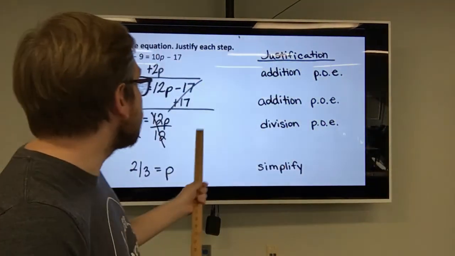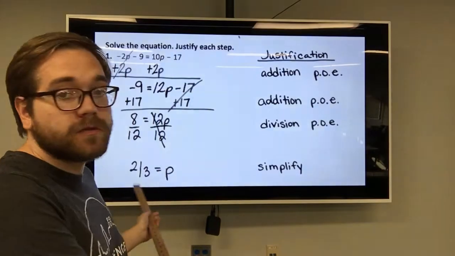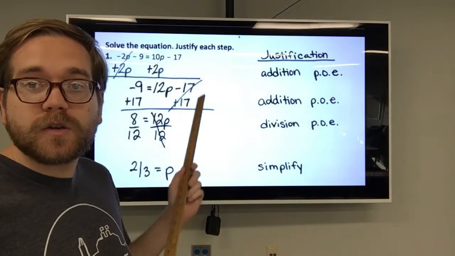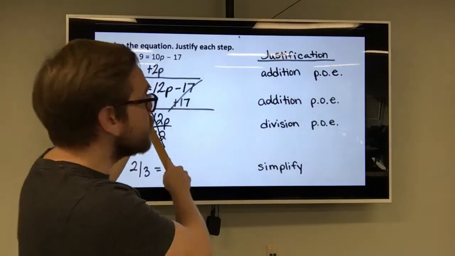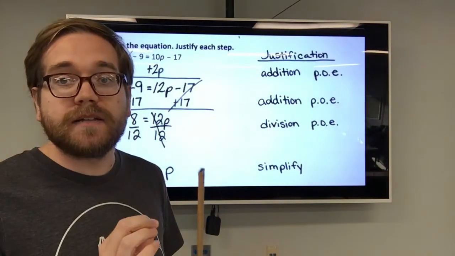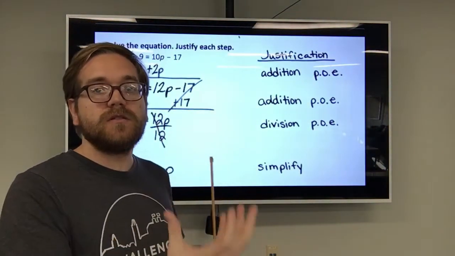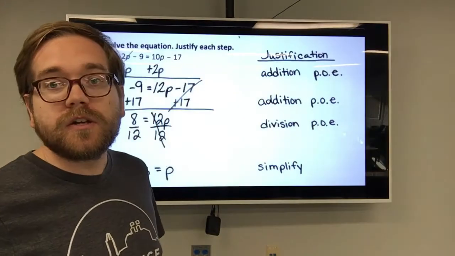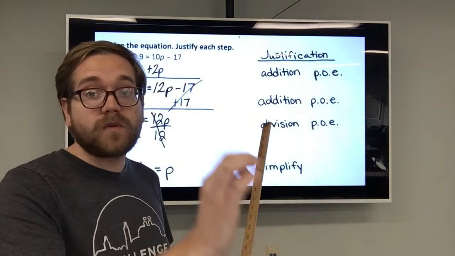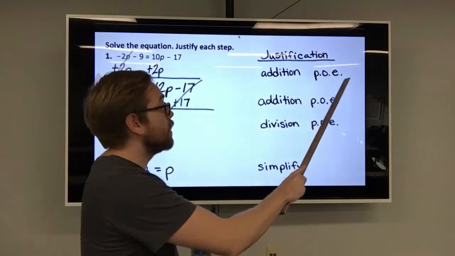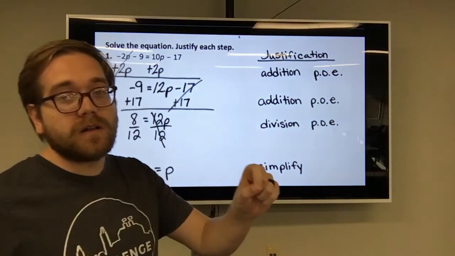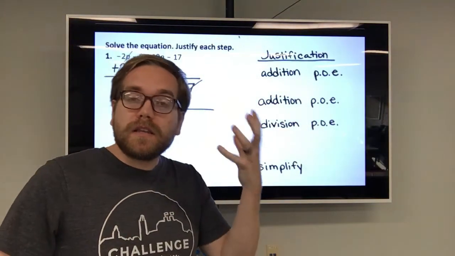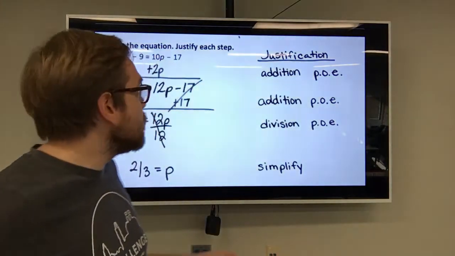So here we still have our solved equation. We found p is equal to 2/3. But let's go back to the beginning. What did we do? We first added 2p to both sides. What allows us to do that? Well, that's the addition property of equality. Notice that I'm abbreviating property of equality there. You can do that as well. POE, property of equality. Remember, what makes it an equation is that equal sign.